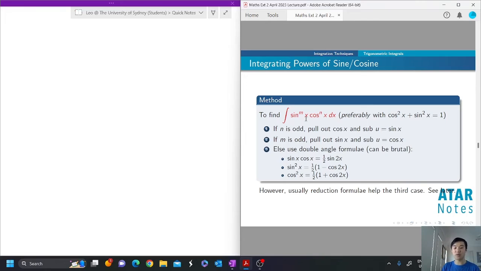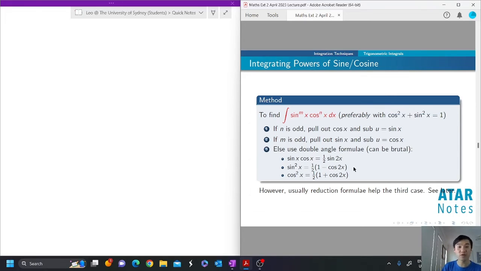If your power of sine is odd, pull out that sine, then use u equals cos x. So basically, whichever one is odd, you can pull that one out, then use a substitution for the other one. It makes more sense why we do that when we do a question. And afterwards, you can use trig identities to help solve.